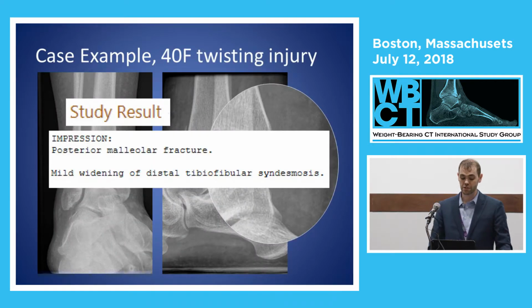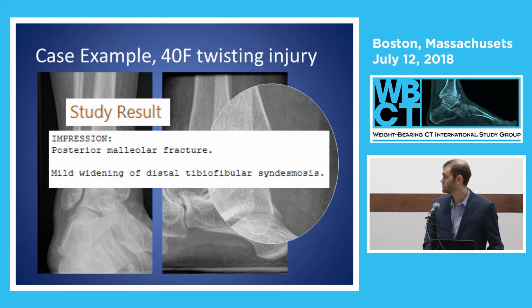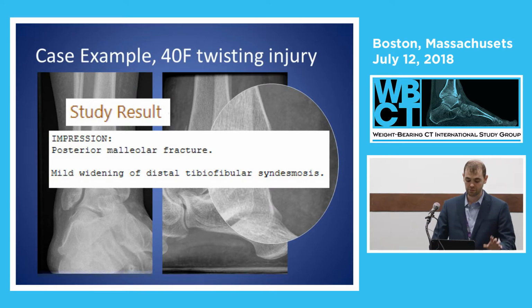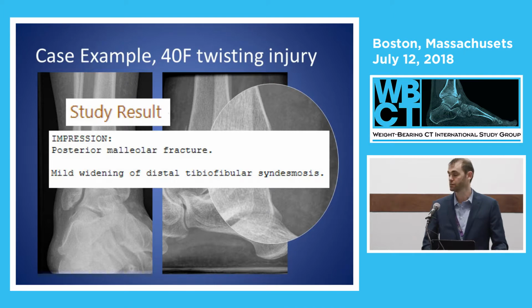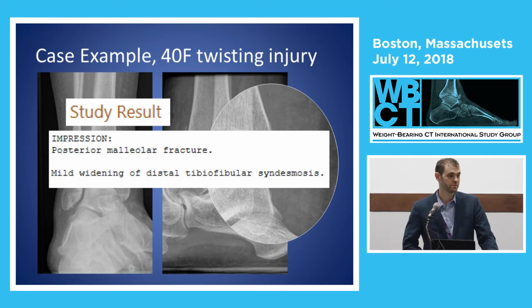And here's another example of a 40-year-old female with a twisting injury to the right ankle. Again, you see the posterior irregularity. And notice on the left, on that picture there, that there's not a huge amount of overlap between the tibia and fibula. And so the radiology read before she ever came to me was posterior malleolar fracture, mild widening of the distal tibiofibular syndesmosis.